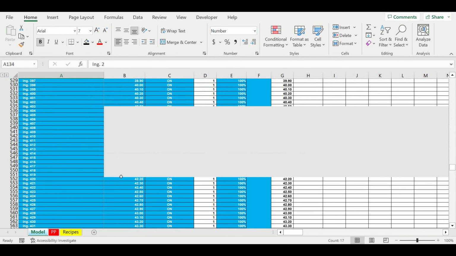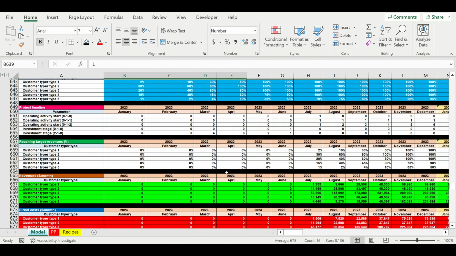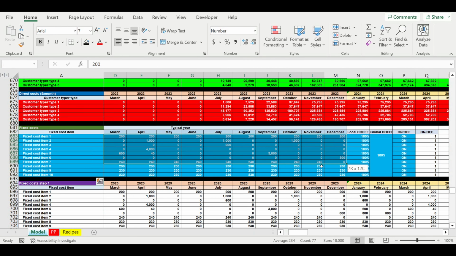Then we specify when we start operating activity, year and month. Then we specify how fast we are reaching the target revenues from the moment when we start operating activity. Then we are talking about fixed costs. This is the list of fixed costs. Here inside the typical year, we specify the algorithms for the fixed costs. We have global and local coefficients for fixed costs. We can switch specific items on and off from calculations.